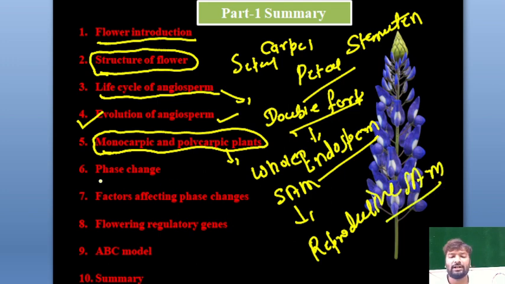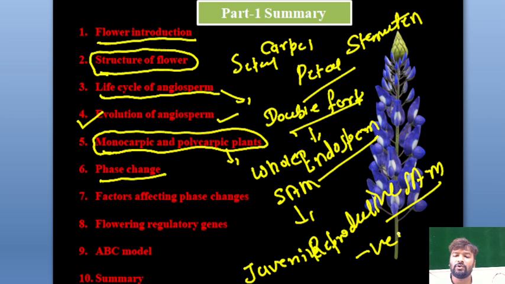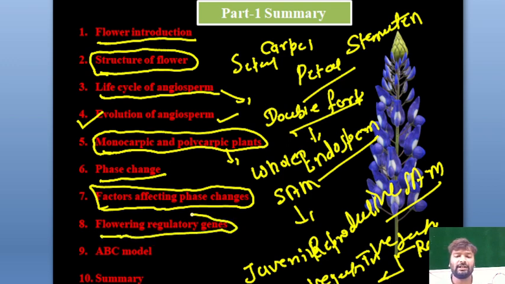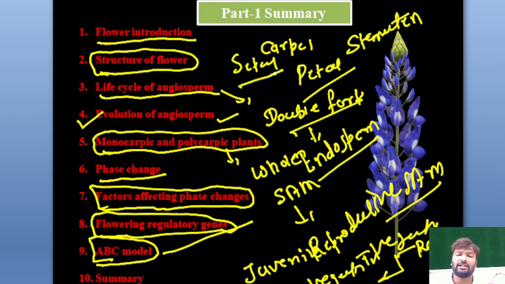Then we have discussed the phase changes, how the changes take place from juvenile to vegetative, vegetative to reproductive, vegetative to vegetative. Then we have discussed several factors which affect the phase changes, like plant age. Then we have discussed some principal genes which regulate the flowering process. And at the end of the lecture, we have discussed the ABC model, how the different genes regulate the formation of sepal, petal, carpel, and stamen.